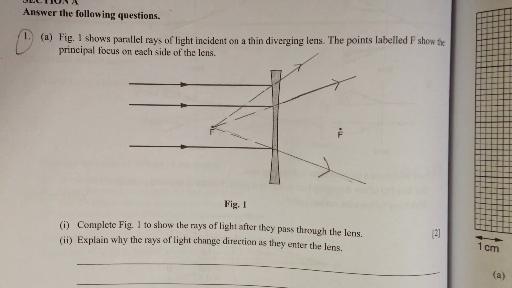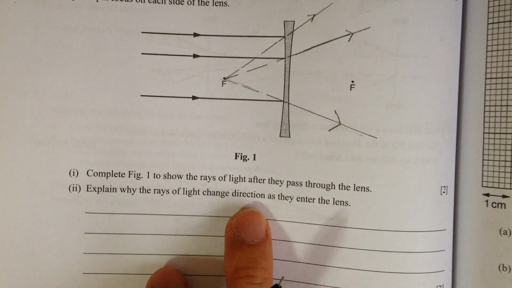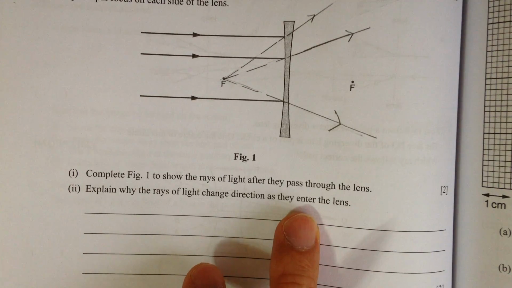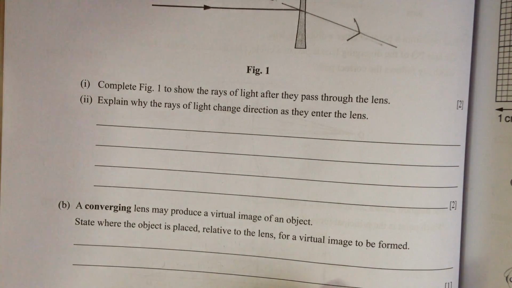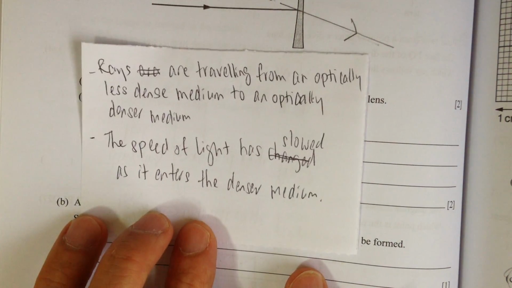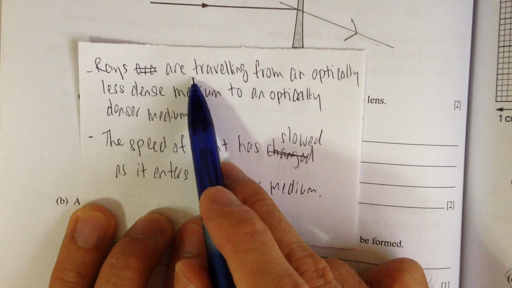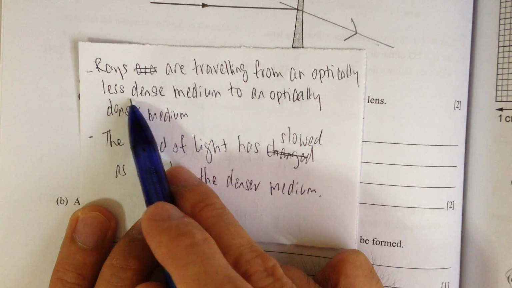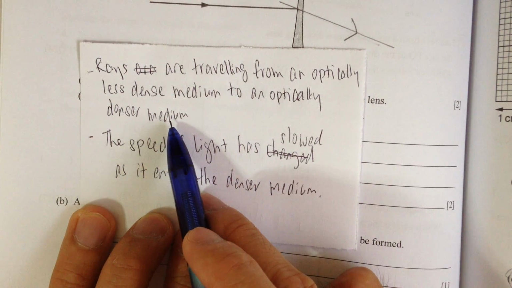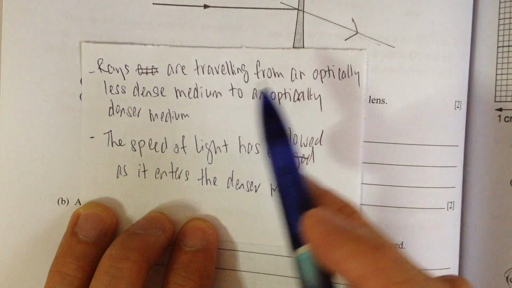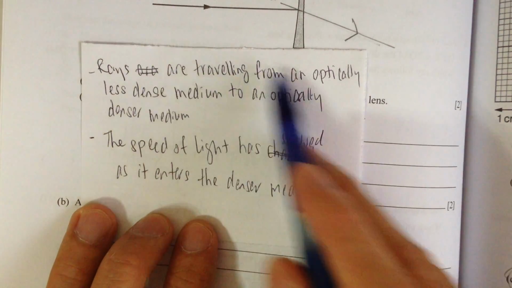Now for the second question: explain why the rays of light change direction as they enter the lens. So these are pretty standard questions, not a big deal. So how do you answer this? Simply put the two very important points. The rays are changing medium. That means they're traveling from an optically less dense medium to an optically denser medium. Of course, the opposite can also be true. Whether it's less dense to dense or dense to less dense, the rays will also bend. Okay, so this is the first point you must have.